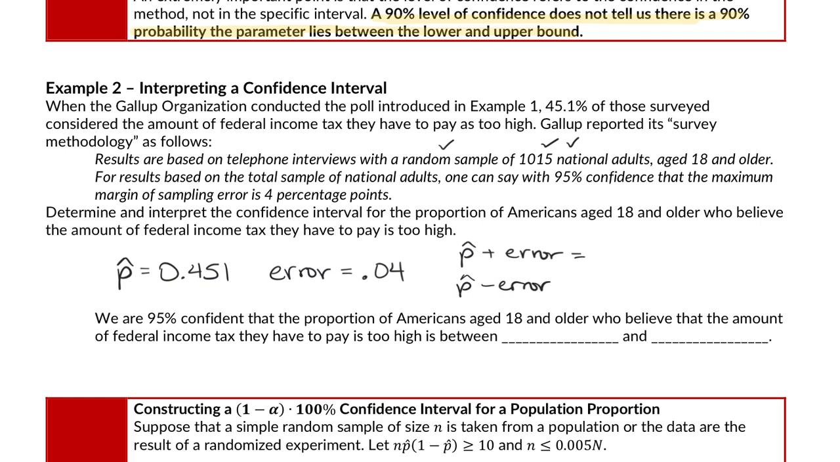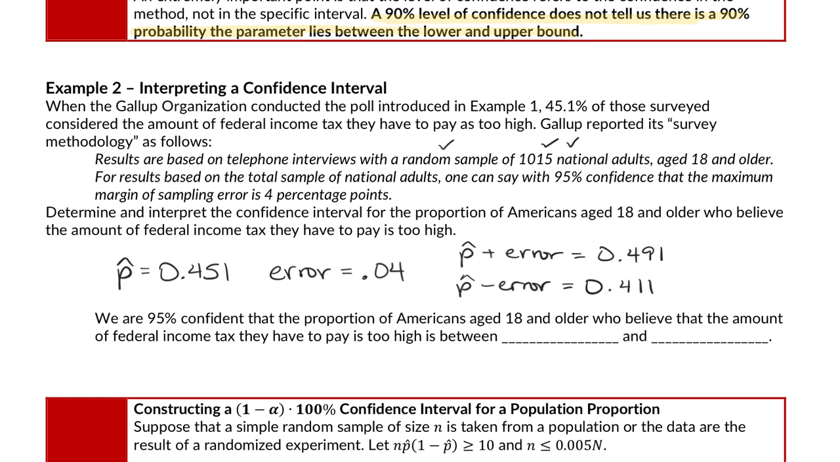When we do 0.451 plus 0.04, we get 0.491. Do you agree? We're adding this number and this number. That's going to be our upper bound of our confidence interval. We'll also subtract the error, so 0.451 minus 0.04 is 0.411.